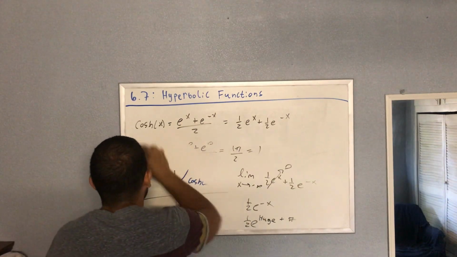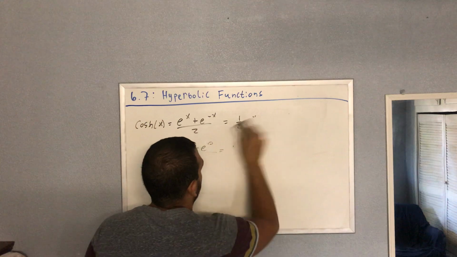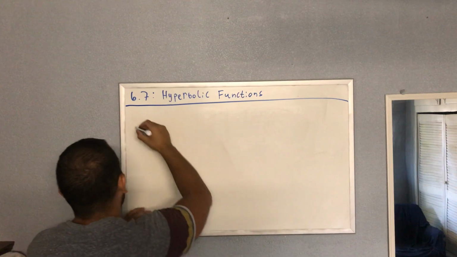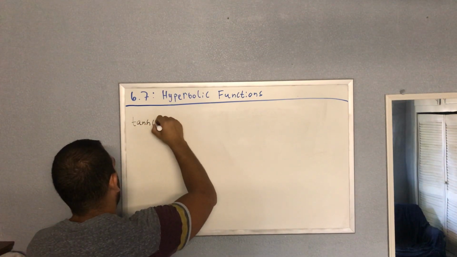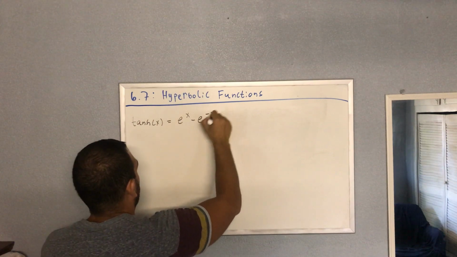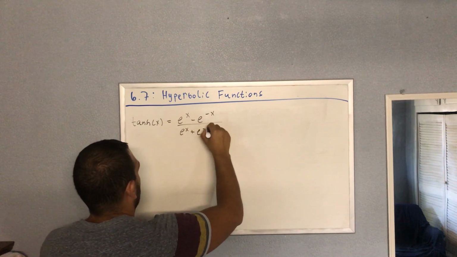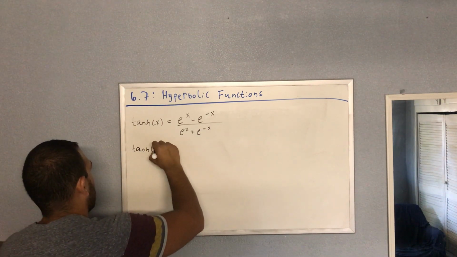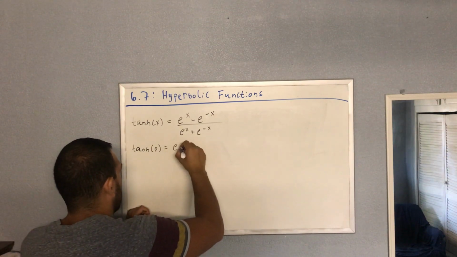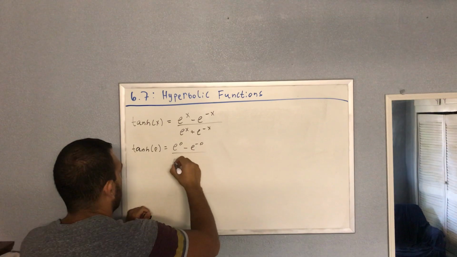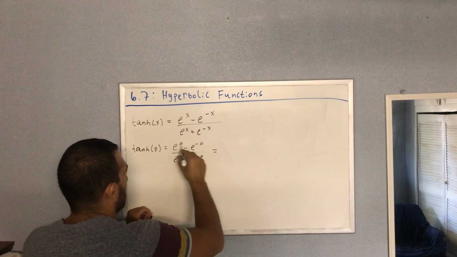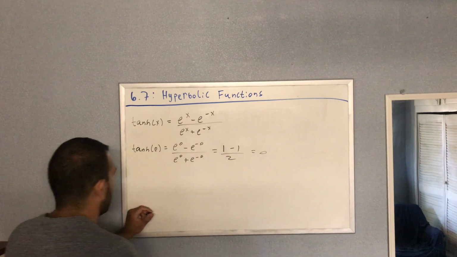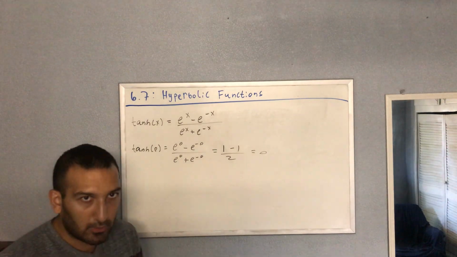And then last but not least, hyperbolic tangent. So we have an explicit formula for it. What is it at 0? Okay, so it's e to the 0 minus e to the negative 0. So this, like we talked about, is 1 minus 1 all over 2, so this is actually 0. So hyperbolic tangent goes through the origin.